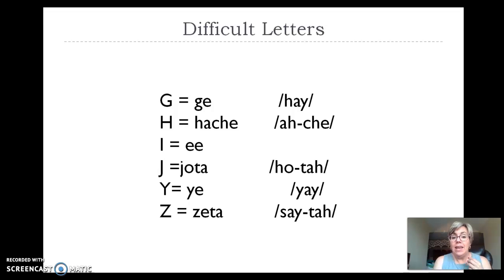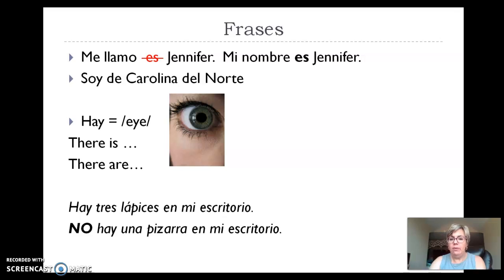The letter Y sounds like ye. That's the name of it, ye. And the letter Z sounds like an S. So instead of zeta, it's seta, okay? Which is why the letter Z in Spanish really sounds like an S. So words like cerveza, and the last name Lopez, it all sounds like an S because there's no Z sound in Spanish, okay? All right, let me go back over here.